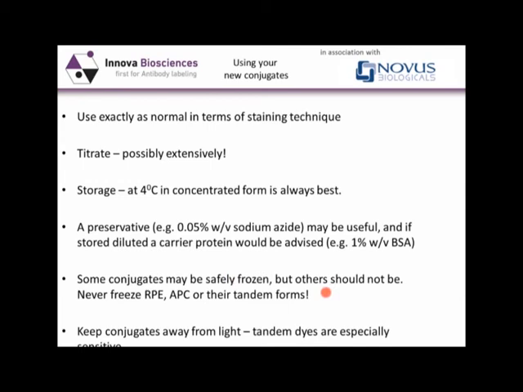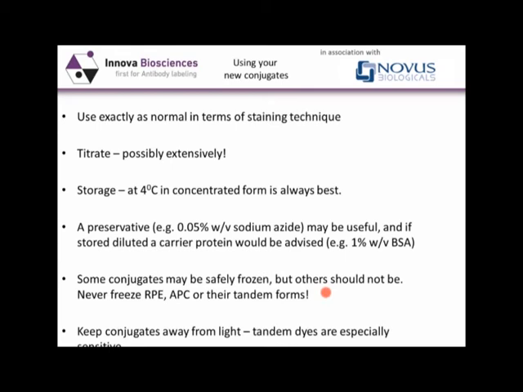Be aware that you can safely freeze some conjugates, but others you shouldn't freeze at all, and never freeze phycoerythrin, allophycocyanin, or any of the tandem formats of dyes. If in doubt, you're better off to not freeze a conjugate, but to keep it at 4 degrees. And finally, keep your conjugates away from light, particularly tandem dyes. They're especially sensitive to light.